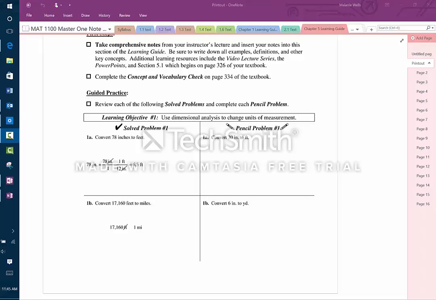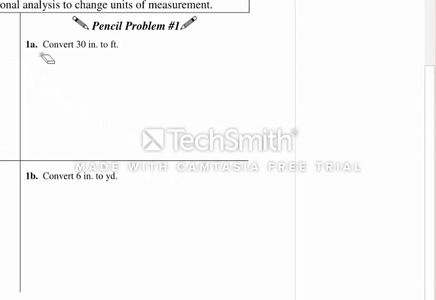In section 5.1, we're going to start by converting, and we're going to use dimensional analysis a lot in this chapter. So once we figure out how to do dimensional analysis, then you'll use that, and no matter what units you're converting from or to, you can use that same system. So let's look at 1A.